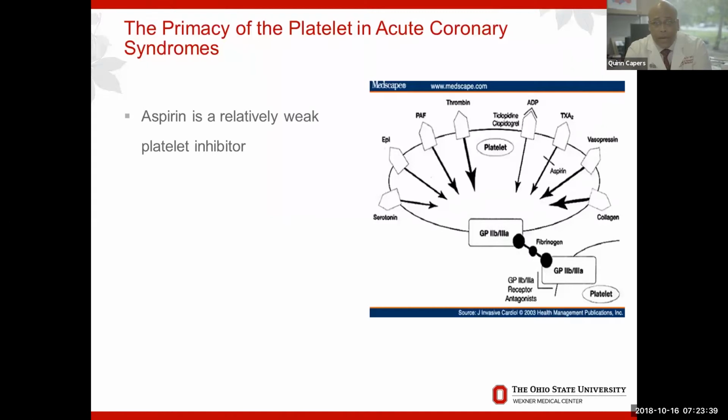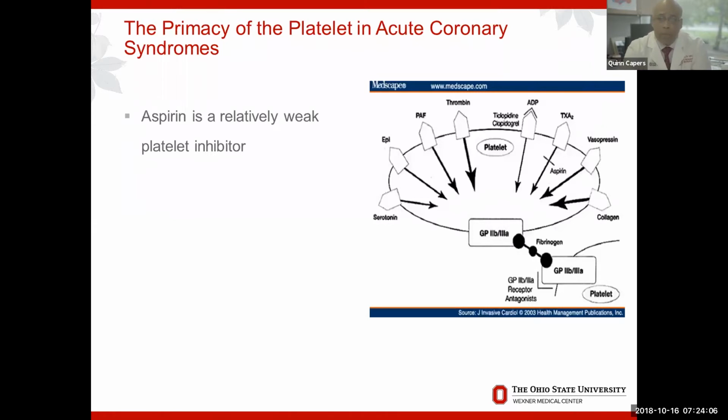As an example of just how important the platelet is in this, we know that aspirin is actually a relatively weak platelet inhibitor. Take a look at all the different receptors on this platelet in the diagram. Thromboxane A2 is the pathway that is inhibited by aspirin. As you can see, that's only one pathway. Platelets can still be activated even if they are on aspirin. So aspirin is a relatively weak platelet inhibitor.